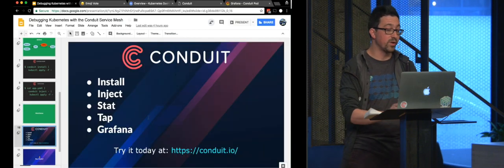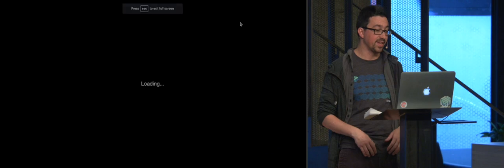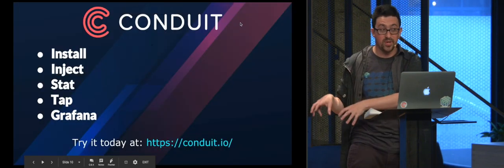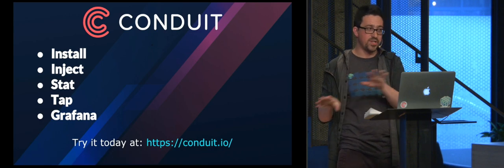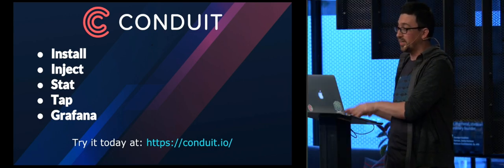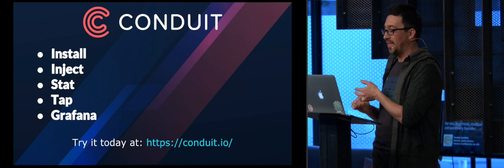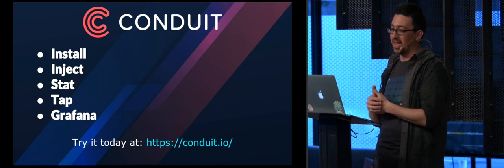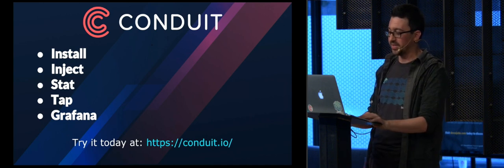So just as a quick review of what we did, we ran a Conduit install command that deployed Conduit in its own namespace. We injected it into our app, which didn't change. We didn't have to change the app code at all. We used stat to get all the metrics, and then we used tap to see actual requests between all of our services. And then on top of that, you get this nice Grafana monitoring system.